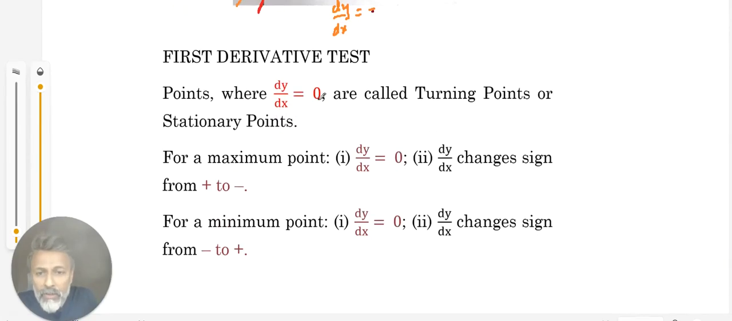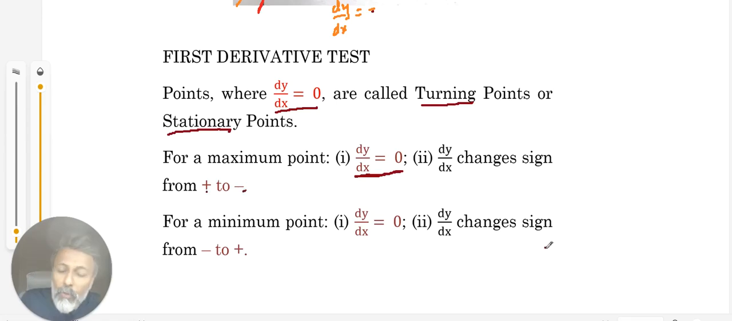So for the first derivative test, dy upon dx will be 0. Those points we call turning points or stationary points. For maxima, dy by dx has to be 0, but the sign of dy by dx will change from positive to negative, as we saw above at points P and R. And for minima, dy by dx equal to 0 will hold, but the sign of dy by dx before and after will be from negative to positive, as we saw at points Q and S.